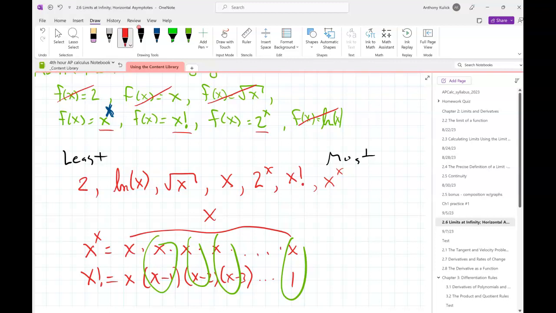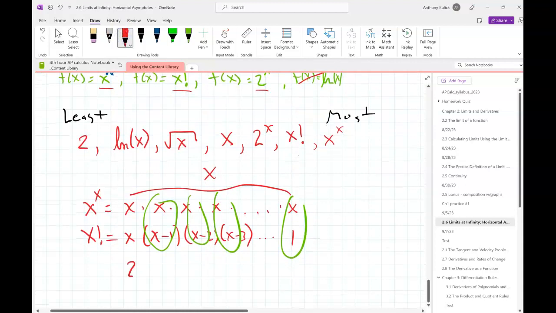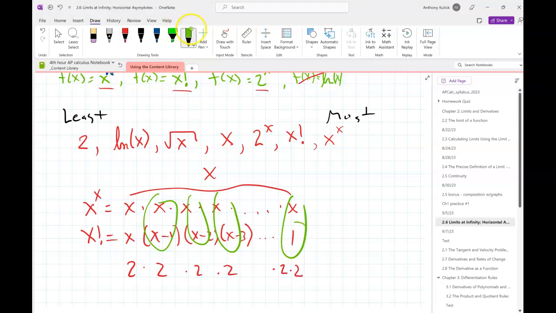Are we sure that x factorial is bigger than 2 to the x? Yeah, because 2 to the x would just be 2, 2, 2, 2, 2, 2. So the only spot it's bigger is right here. But everywhere else, it's either tied or smaller. So, yes. When x gets huge, infinitely big, definitely the factorial is bigger.